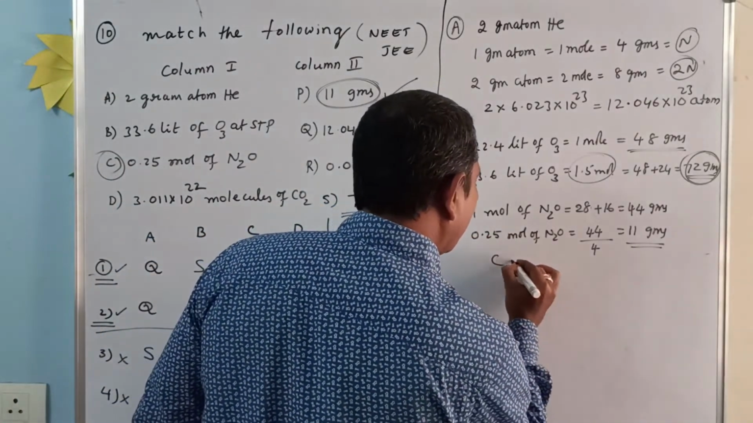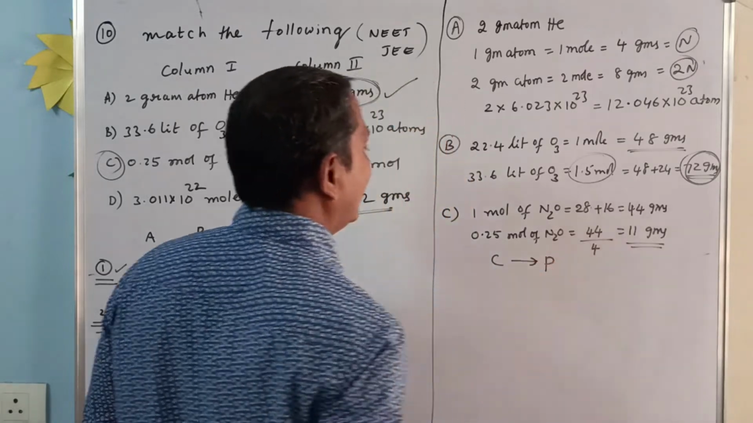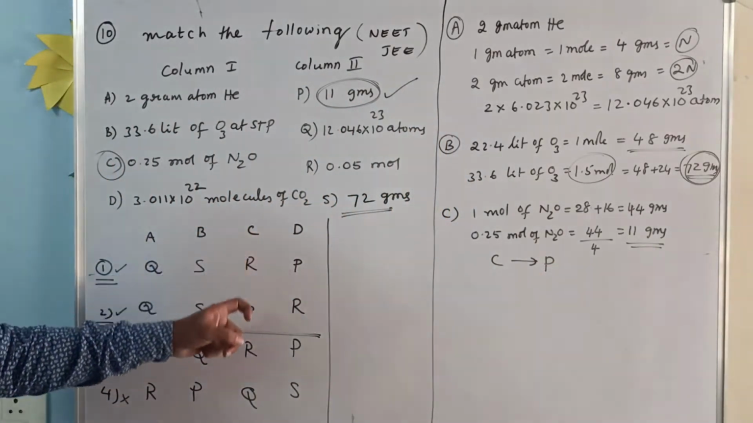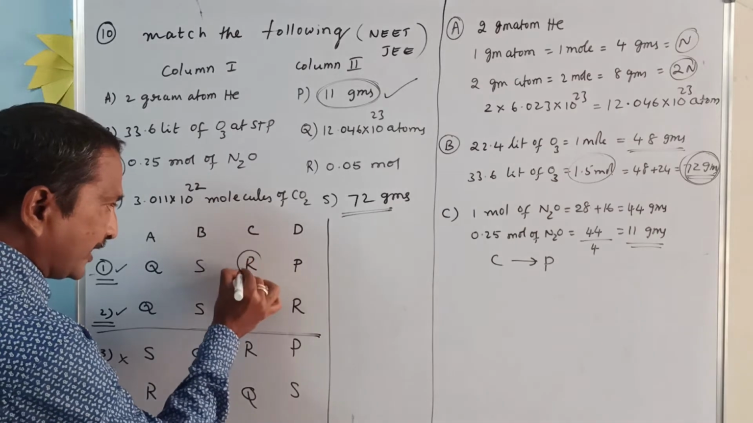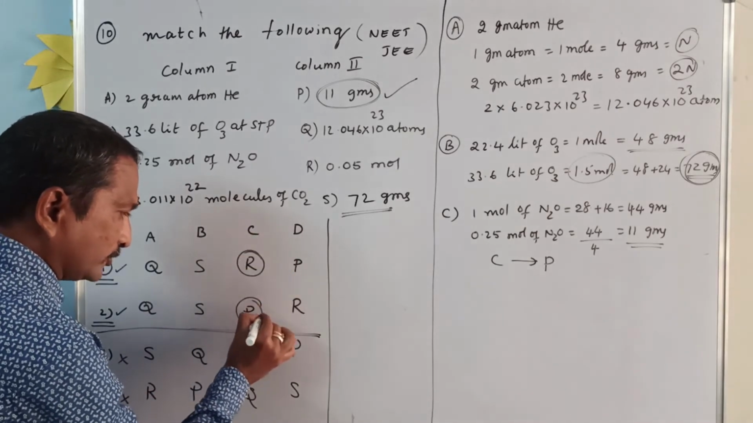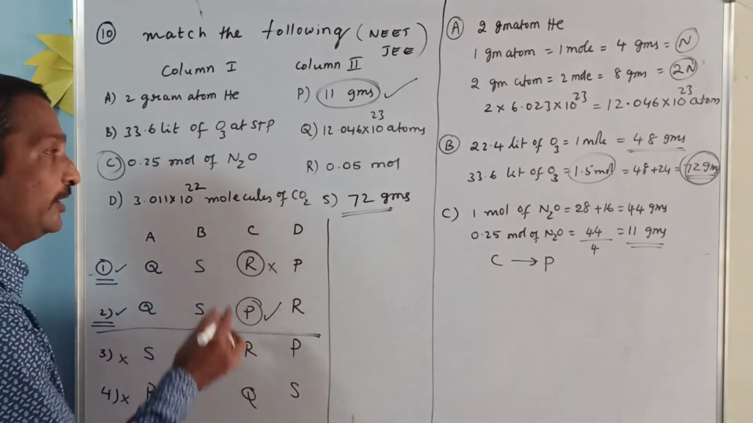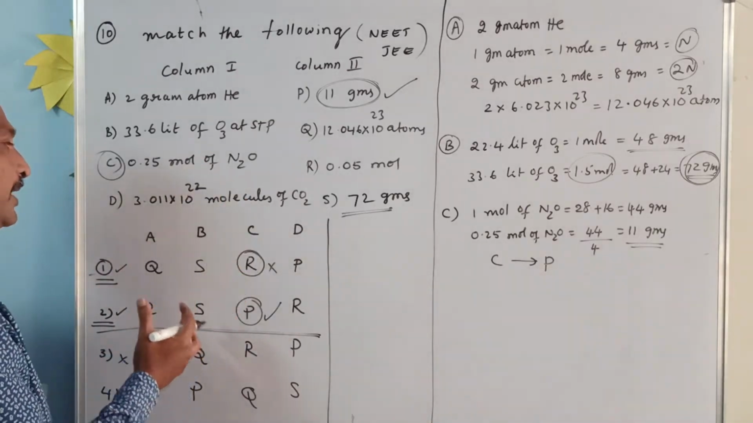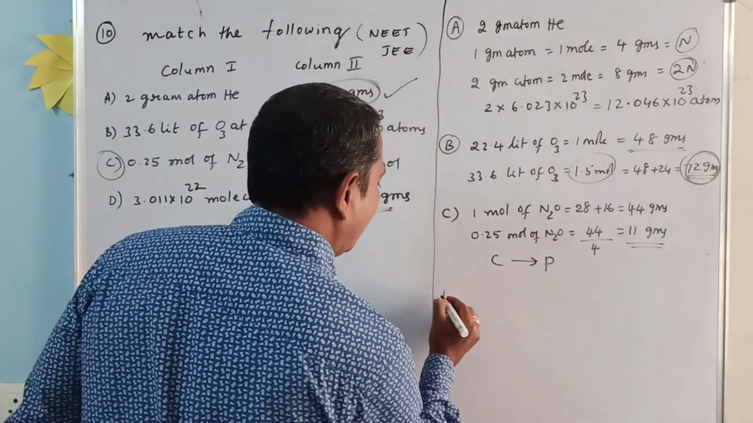So C option correct, P. Okay, C option correct, P. So this is C option R, this is C option P. So this one correct, this one wrong. We need not check fourth again, but I am checking fourth one also.